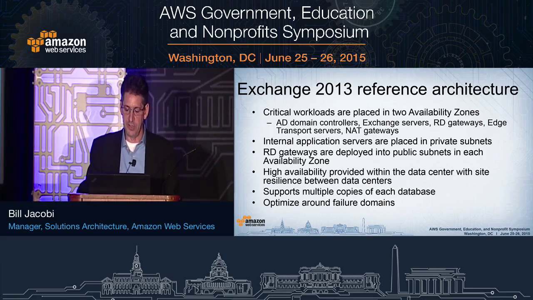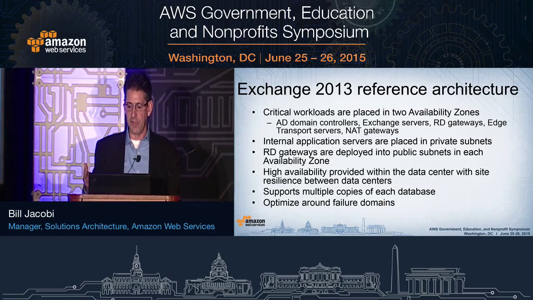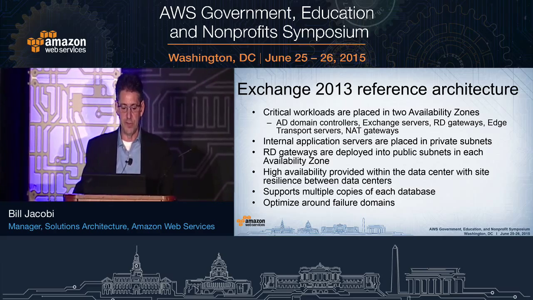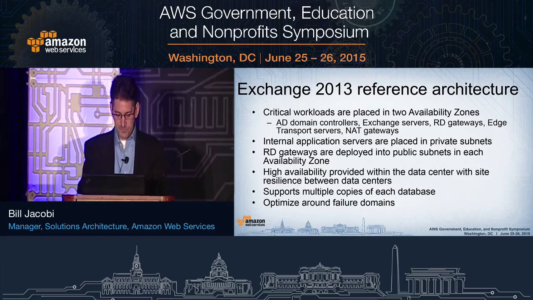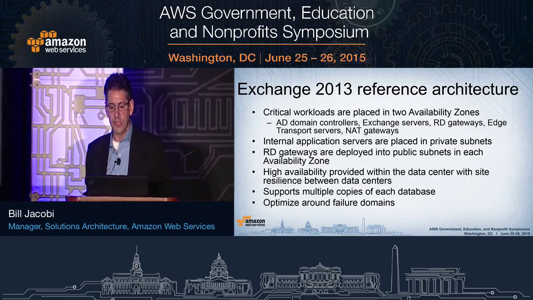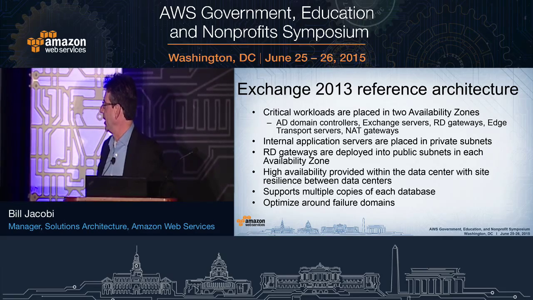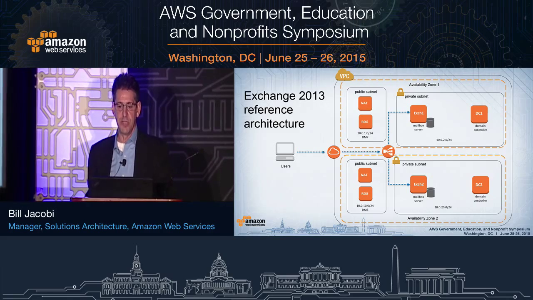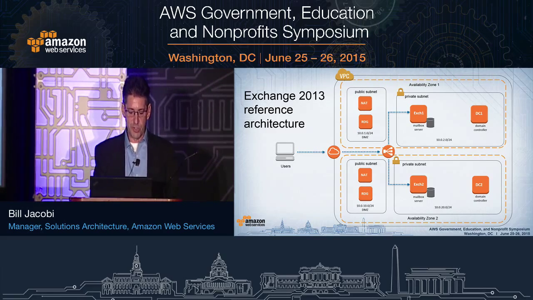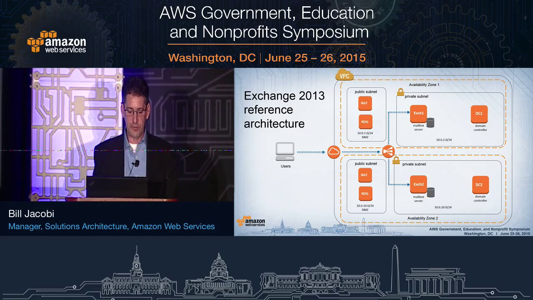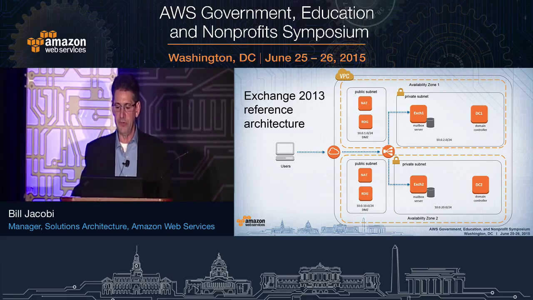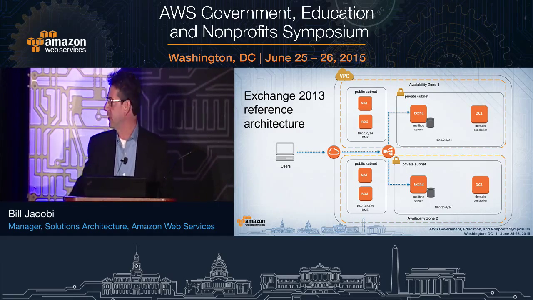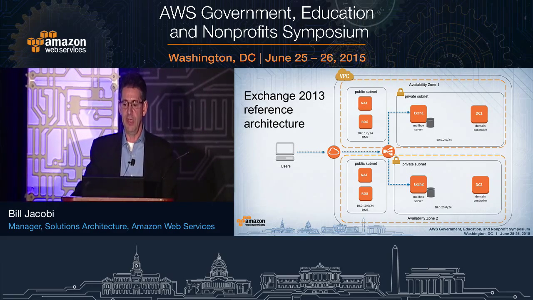We have a saying in Amazon that everything fails, and you should always plan for failure. And so in this architecture for SharePoint, we essentially optimize around failure domains. So we have a similar architecture here for Exchange that we have for SharePoint, in which we have paired public subnets and paired private subnets to represent the basic architecture of Exchange on AWS.